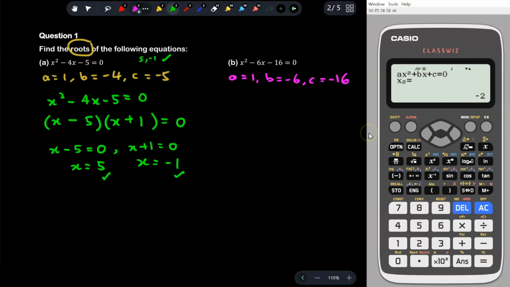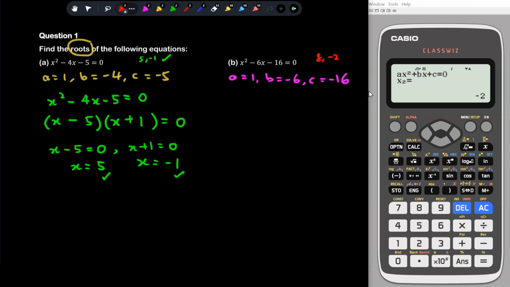Now we're going to solve this. So we have 8 and negative 2. I'm going to write back the same question, x squared minus 6x minus 16 equals to 0. I'm going to factorize it into 2 brackets.